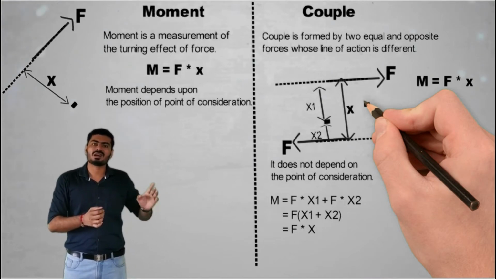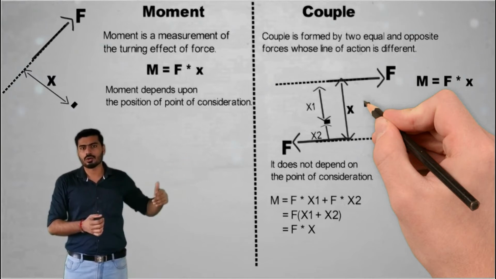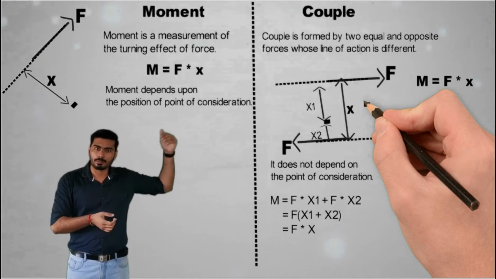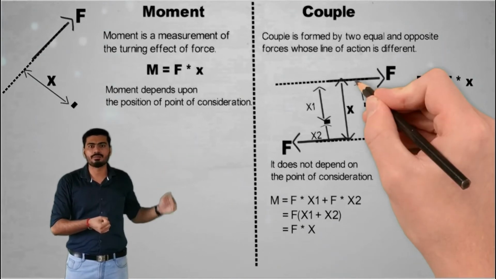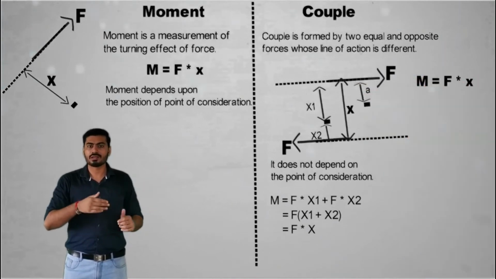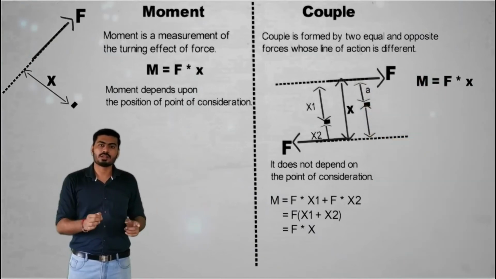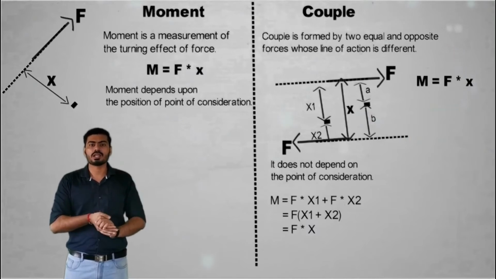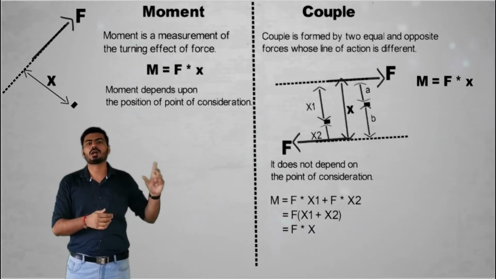Now consider another point of consideration on the right side, at a distance of A from the upper force and at a distance of B from the lower force. Now we will calculate the moment for this point of consideration, and we will try to find the equation of the moment for this particular couple.